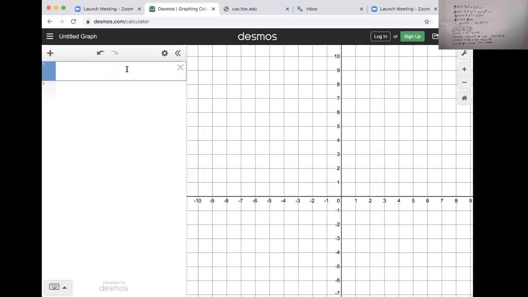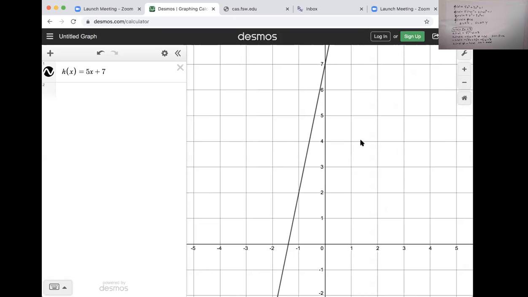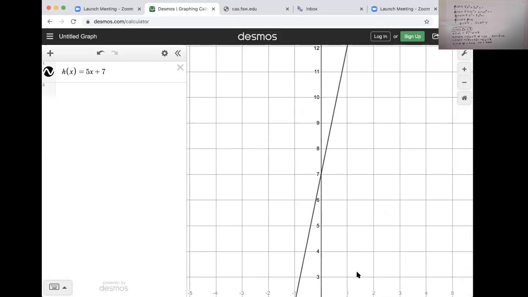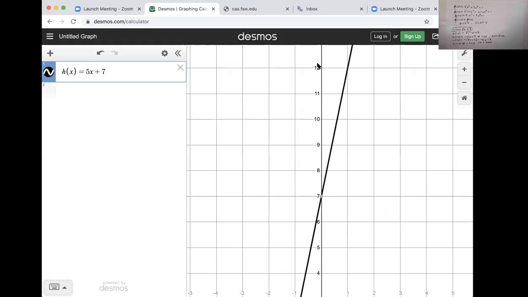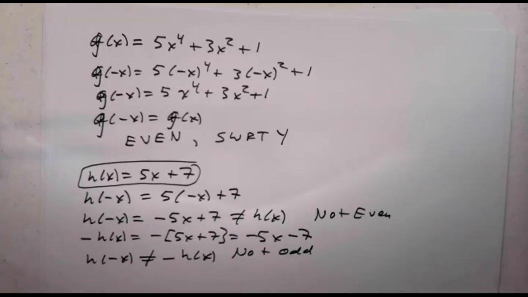So we have h of x is 5x plus 7. And sure enough, if you fold it twice, it doesn't match up. We don't have a situation where, let's pick a point, 1, 12, is matched with negative 1, negative 12. It most certainly is not matched with negative 1, negative 12. Negative 1 is here instead. So not even, not odd, not symmetric with respect to the y-axis, not symmetric with respect to the origin.